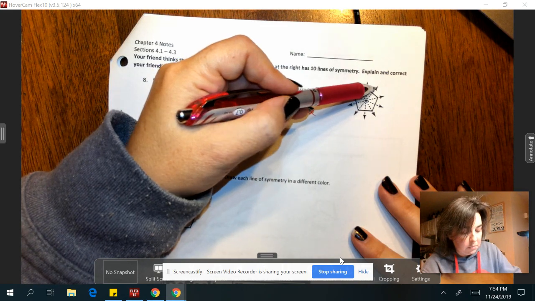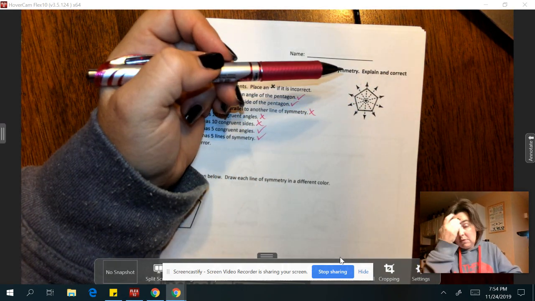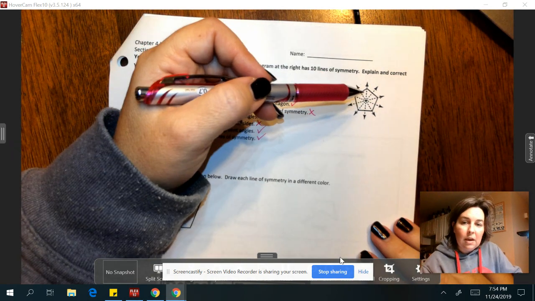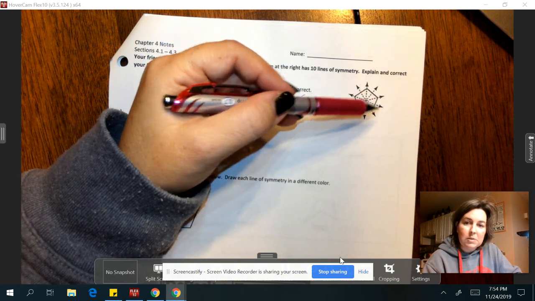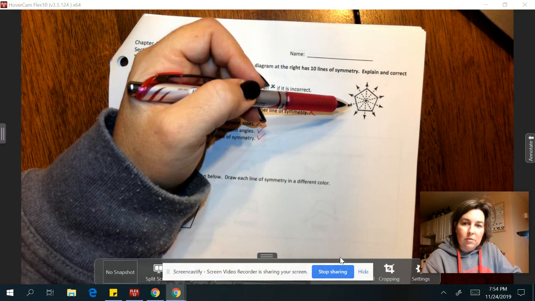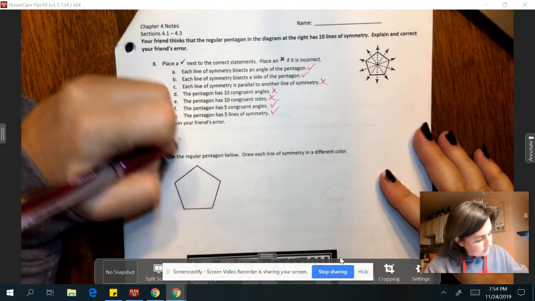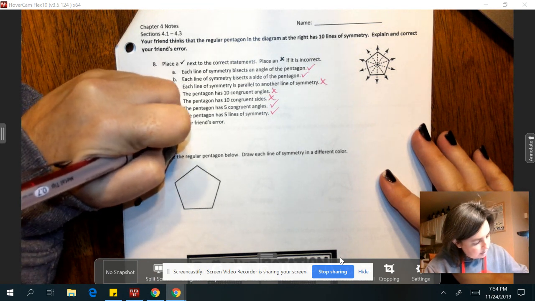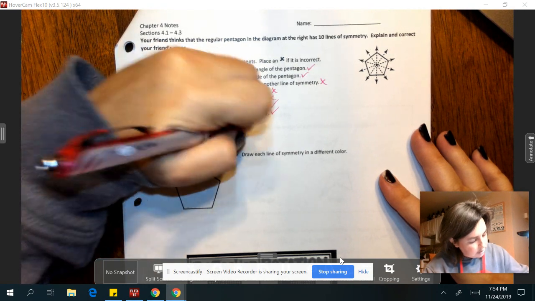So each line of symmetry goes through one angle and one side. One angle, one side. One side, one angle. Well, there's only 5 angles and there's only 5 sides. So they counted their lines of symmetry twice because they counted all the ones that went through the angles, then they counted all the ones that went through the sides. But every single one goes through both a side and an angle. So I'm going to put they counted each line twice.